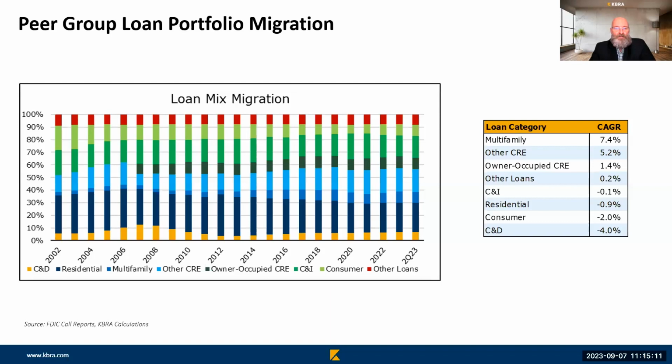Those are the two primary reasons why these smaller banks of 5 to 50 billion have ceded some market share on the consumer side. And then to make up for it, as the table shows, the loan category table with the CAGR growth, it's primarily been in multifamily, other commercial real estate, and then owner occupied CRE.